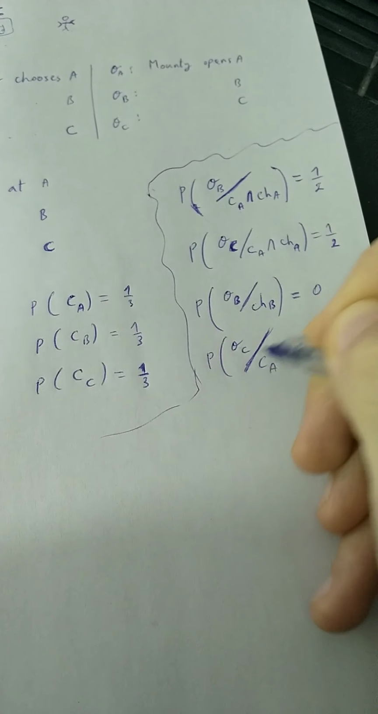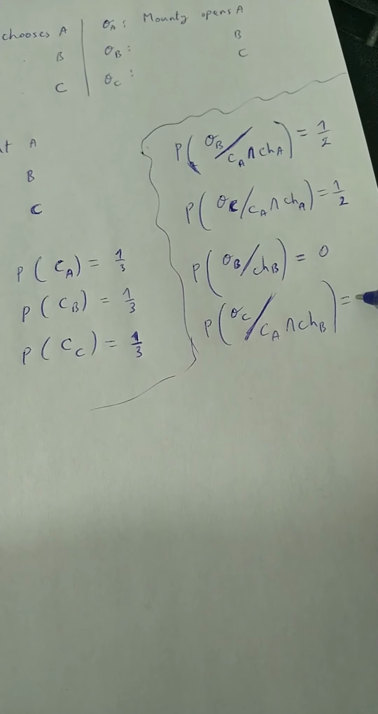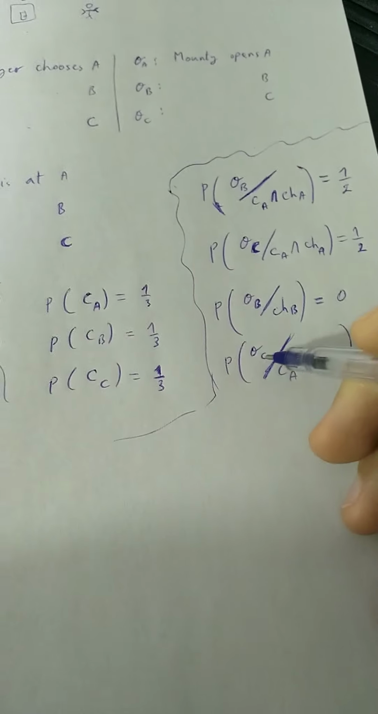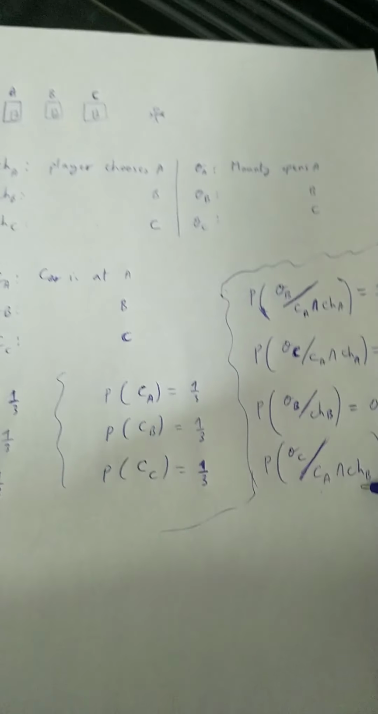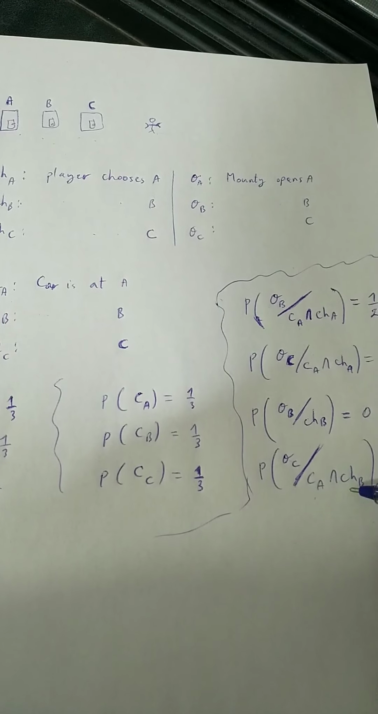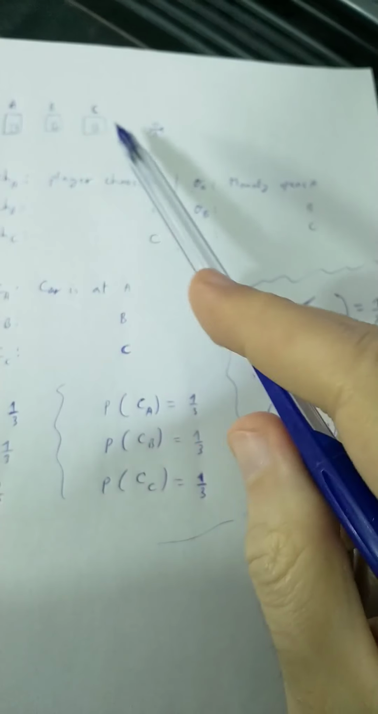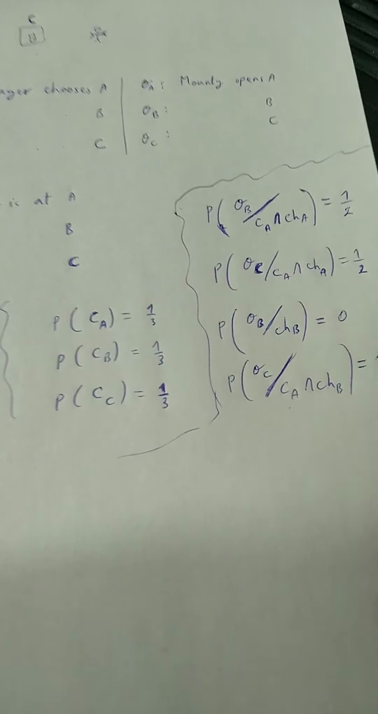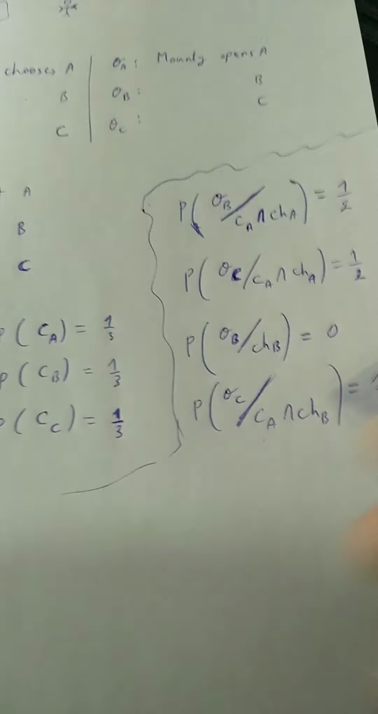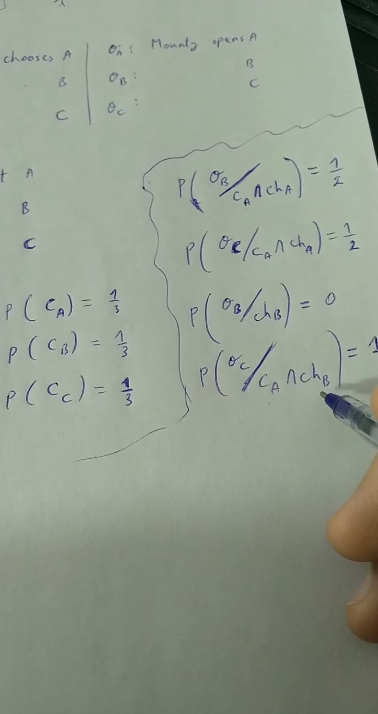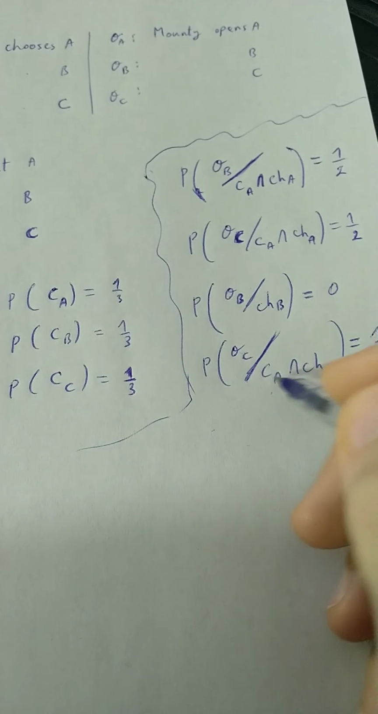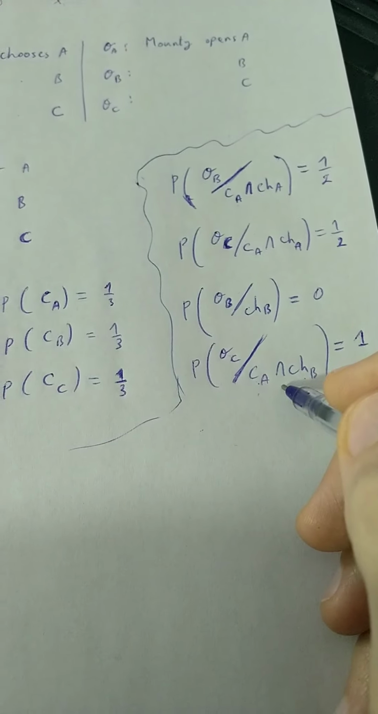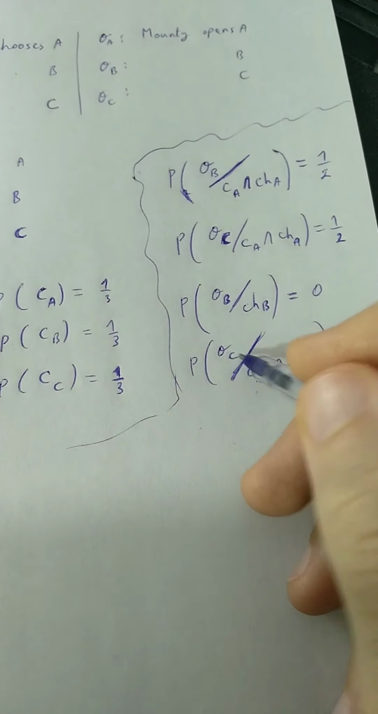Now Monty has no choice but to open C. The car is at A, you've chosen B. He has no way but to open C, so it's 1. Again, what is the probability that Monty opens B such that the same conditions, you've chosen B? This is part of the game.